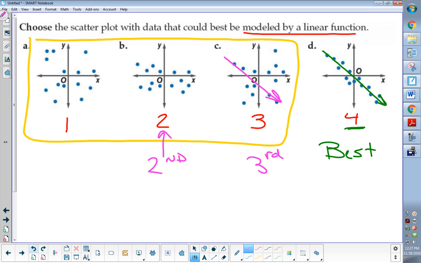The fourth one here would be number 1. I would say that this one has no correlation. Those dots are just in a random blob. I can't really see anything that connects those dots together.